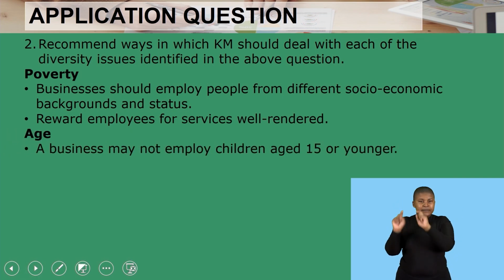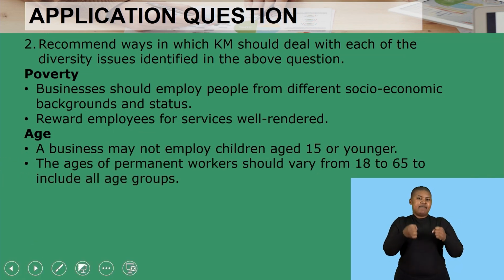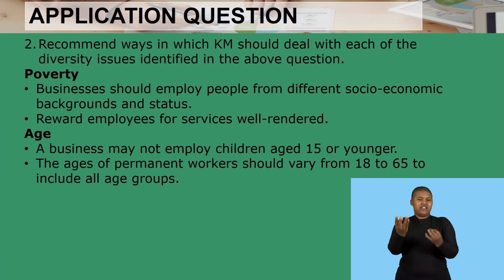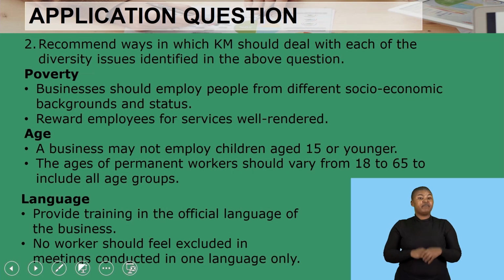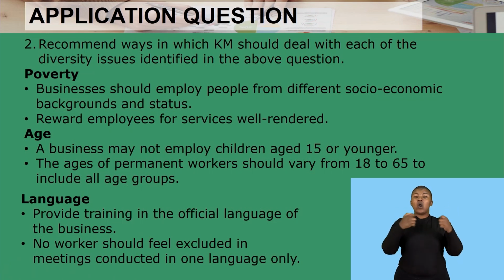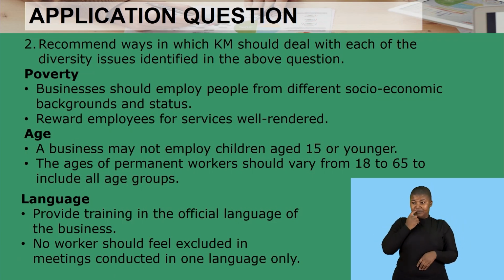Then age. A business may not employ children aged 15 or younger, and the ages of permanent workers should vary from 18 to 65 to include all age groups. Then language. The business should provide training in an official language of the business, and no worker should feel excluded in a meeting conducted in one language only. So those are ways in which the business would deal with these diversity issues.